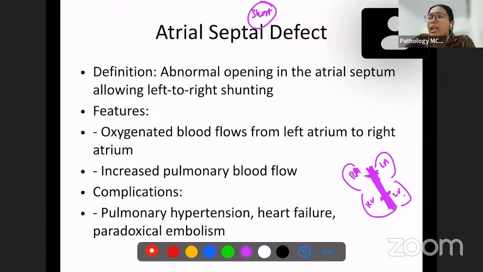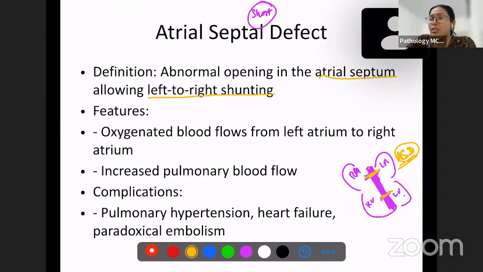So when there is a defect, usually there is a septum which should normally be present, and there should be no communication. There will be an opening in the embryonal stage, but it will close due to excess pressure in the left atrium after birth. But when this continues to persist, it is known as an atrial septal defect. It is an abnormal opening in the atrial septum allowing left to right shunting.